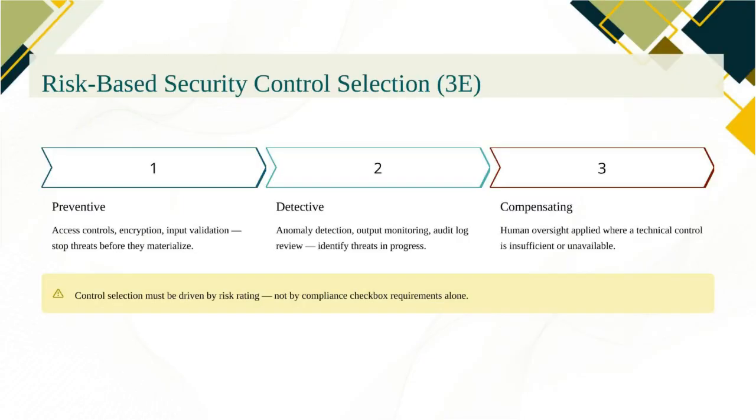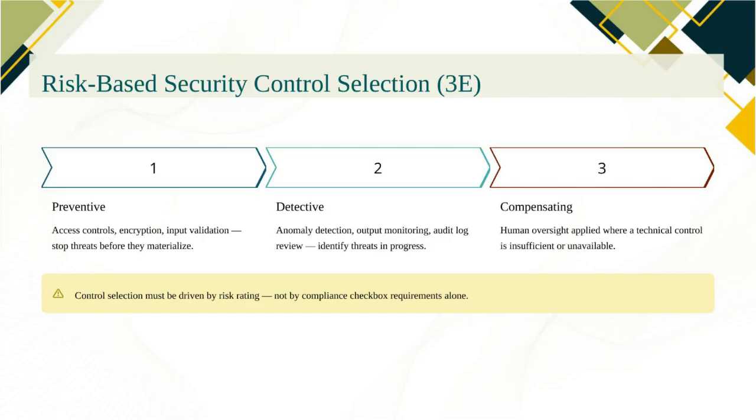The foundational principle for control selection is simple but easy to forget. Controls must be driven by risk, not by compliance checklists. Preventive controls are the first line. Access controls, encryption, input validation. They stop the bad thing from happening.